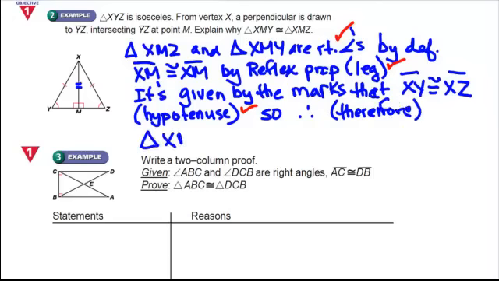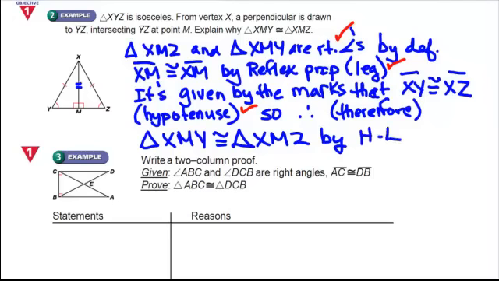Triangle XMY must be congruent to triangle XMZ by the hypotenuse-leg theorem. And we're done explaining why. Now we're going to do a proof. And we've done, this is a paragraph proof. Now we're going to do a formal 2-column proof.